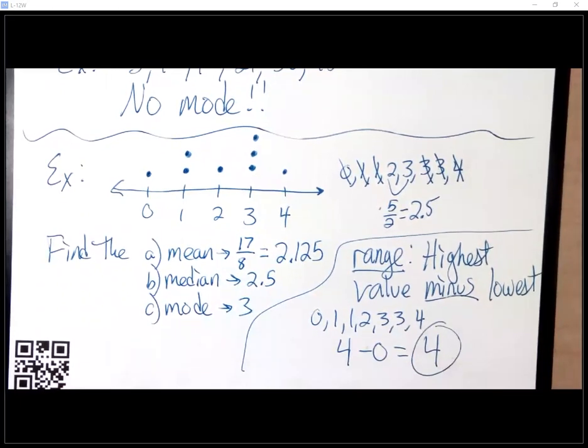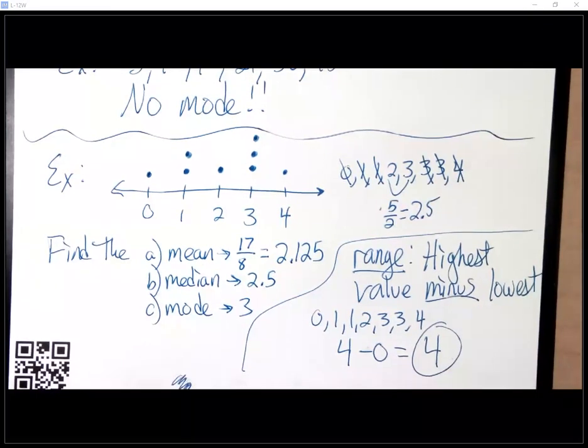Okay, does all that make sense? You've seen this stuff before, right? It's just been a while since you talked about median mode, or no? Maybe. All right, I will tell you, they love median mode in the MCAS. They love putting this in there. So we will be talking about this occasionally throughout the rest of the course.